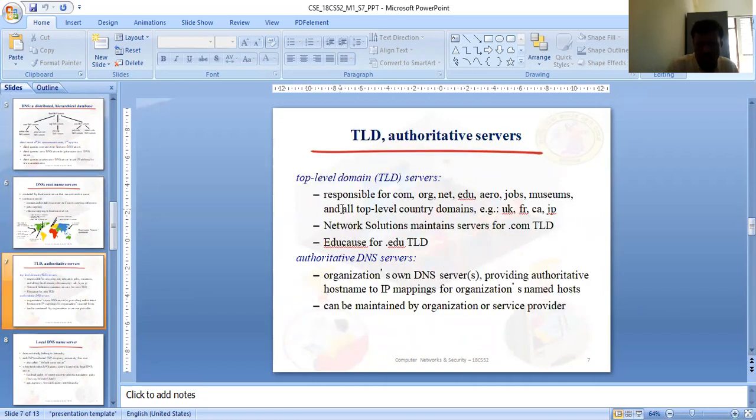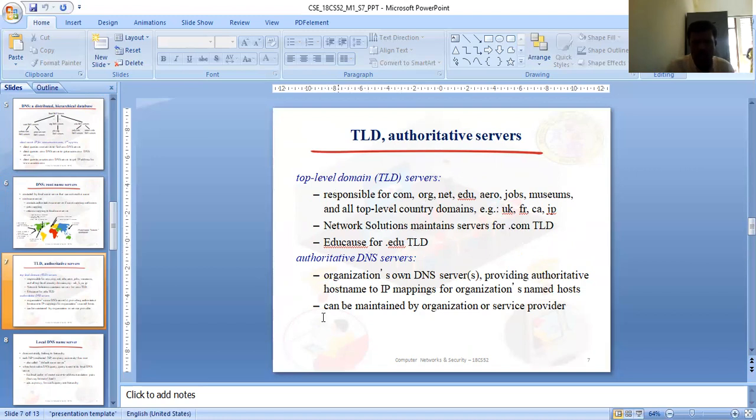So there are top level domain servers. Two types of servers are maintained here. Top level domain servers, TLD servers, are responsible for .com, .org, .net, .edu, .aero, .jobs, .museum, and all the top level country domains like US, UK, France .fr, Canada .ca, Japan .jp. Network Solutions maintains the server for the .com TLD, and an educational organization maintains the .edu top level domain servers.